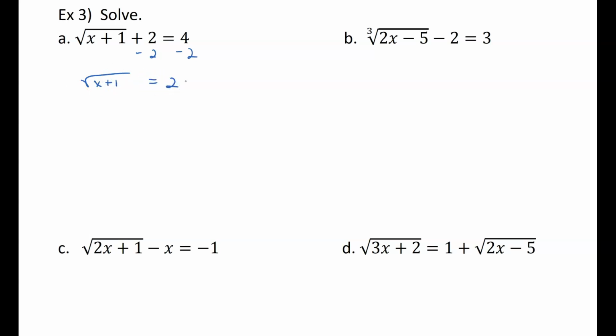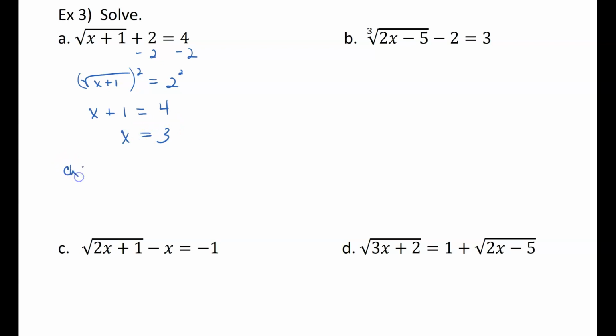And again, since it's a square root, I want to undo it. So that means I am going to square both sides. Square that and square that. And that gets rid of the radical. So now I have x plus 1 is equal to 4. And then I just have to subtract the 1 from both sides. So x is equal to 3.